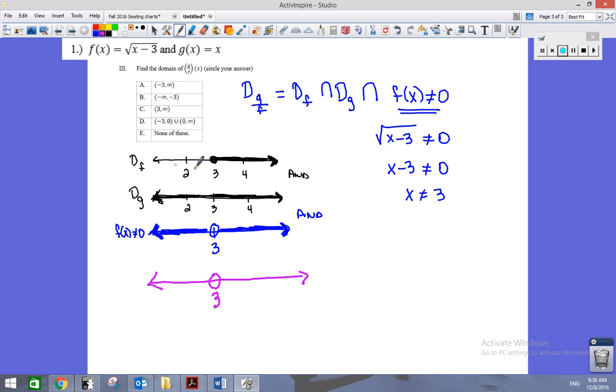To the left of 2 is not in the top set, even though to the left of 2 is shaded in the other two sets. The number 2 will not be shaded in the domain for g divided by f because it's not a member of all three sets. But to the right of 3, numbers like 4, 5, 6, numbers like 3.1 are all shaded in all three of these, so they're going to be shaded in my answer. So now to describe this shaded interval, the domain of this new function g divided by f is 3 to infinity, but you exclude the number 3. So it's different than the previous two answers, and that looks to be choice C.